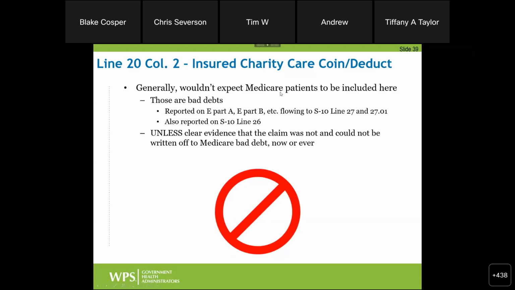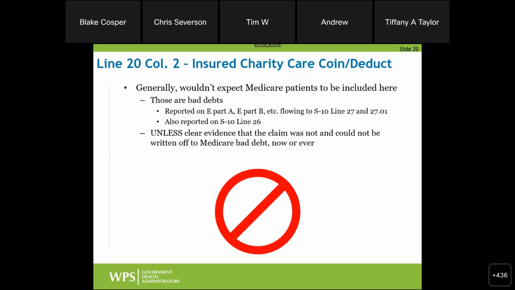Oh, yeah, here's the other thing. So with insured patients, now Medicare is certainly a type of insurance. We generally would not expect a Medicare patient to be included really anywhere on line 20, because those are bad debts generally, and Medicare bad debts go on E Part A, E Part B, and then they flow over down to line 27 or 27.01.